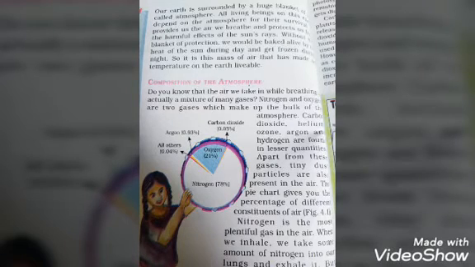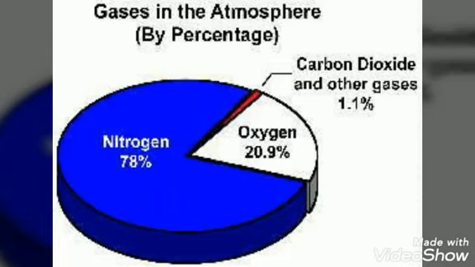Now, let me give you some more information on these important gases which constitute the atmosphere. First one is nitrogen. It constitutes about 78% of atmosphere, making it the most plentiful gas in atmosphere.